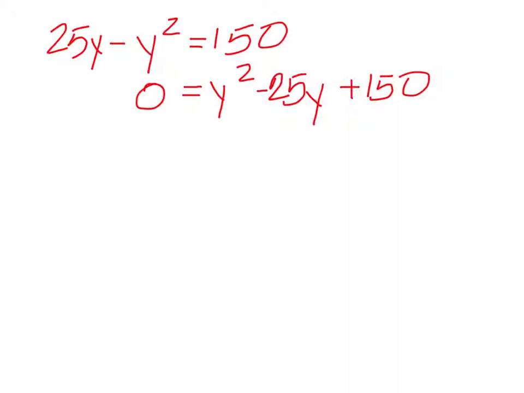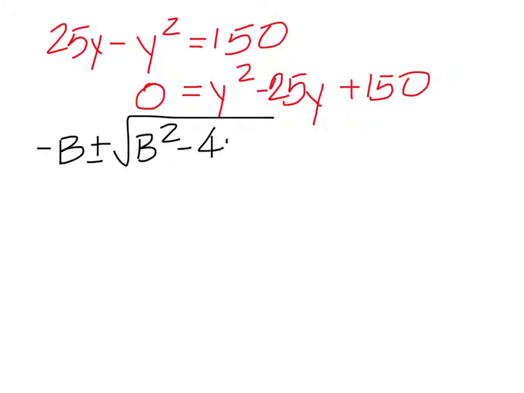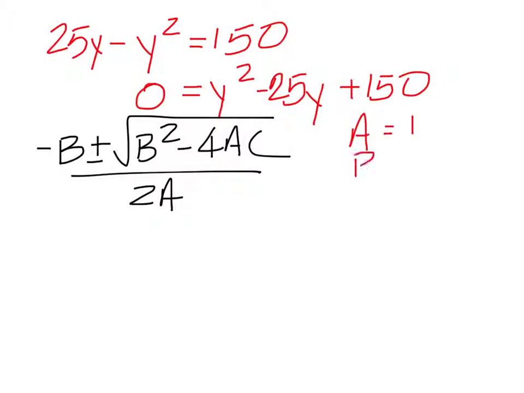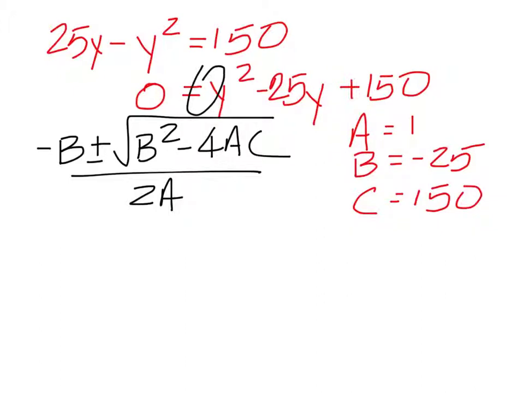If you do this using the quadratic formula, negative b plus or minus the square root of b squared minus 4ac over 2a, you must have the values for a, b, and c. a is 1, b is negative 25, and c is 150. That came from there. There's a 1 there. Negative 25, 150: a, b, c. Plug them in.